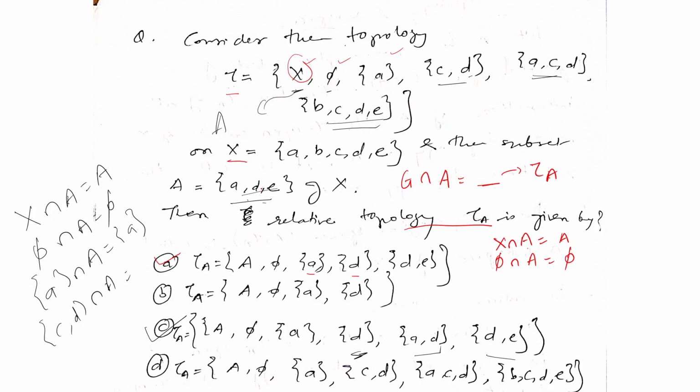Now take singleton A and its intersection with A. What will you get? Again singleton set A. Now consider CD and take its intersection with A. So what will you get? CD and here it is ADE. So what will you get? D, right?